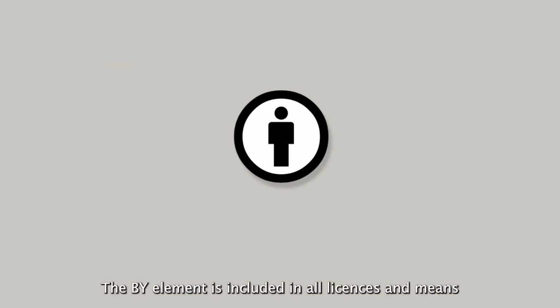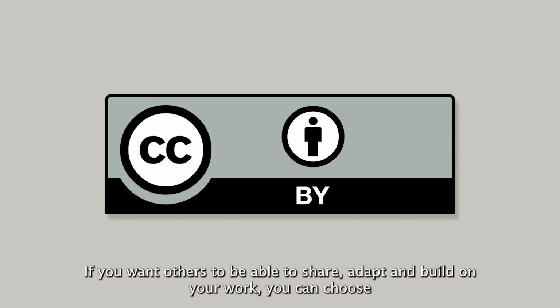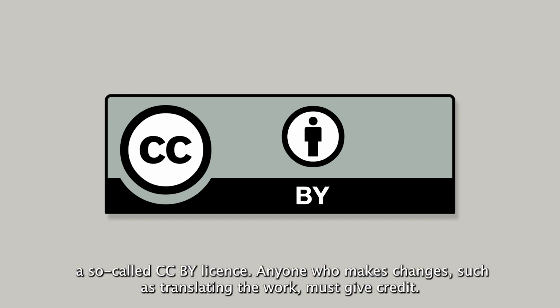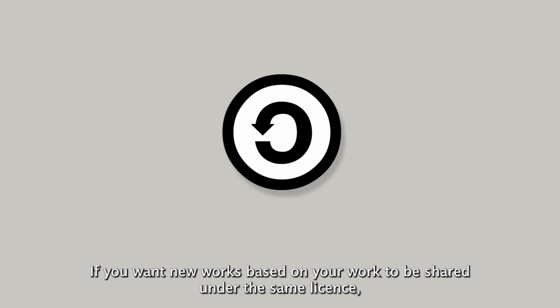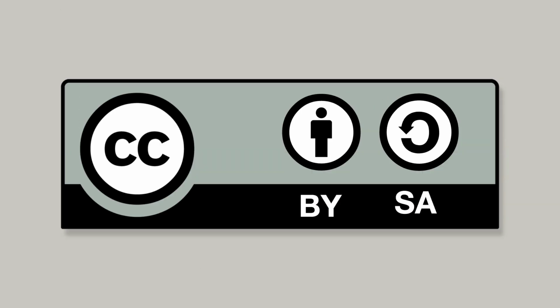The BY element is included in all licenses and indicates that the user of your work must give you credit, that is, state that you are the creator of the work. If you want others to be able to share, adapt, and build on your work, you can choose a so-called CC BY license. Anyone who makes changes, such as translating the work, must indicate this. If you want new works based on your work to be shared under the same license, you can choose a license that includes the element SA, share alike.